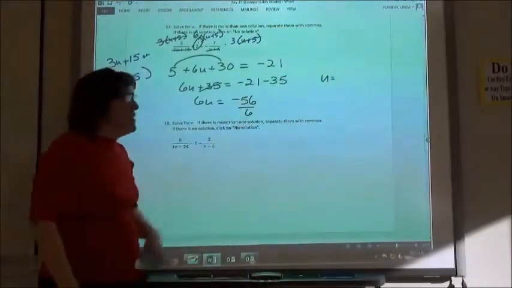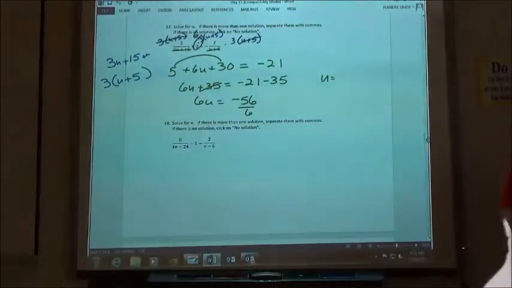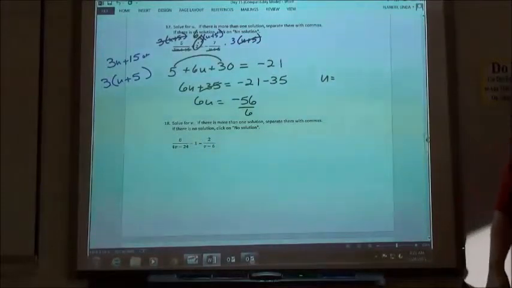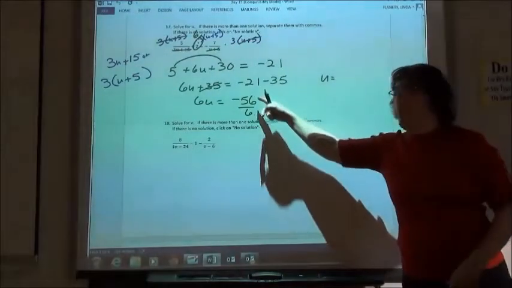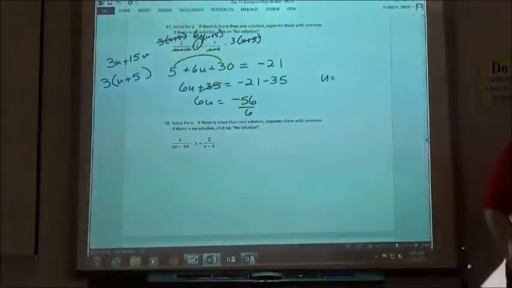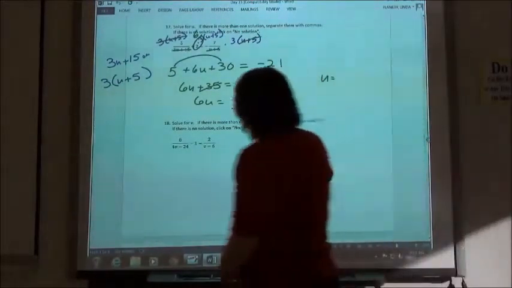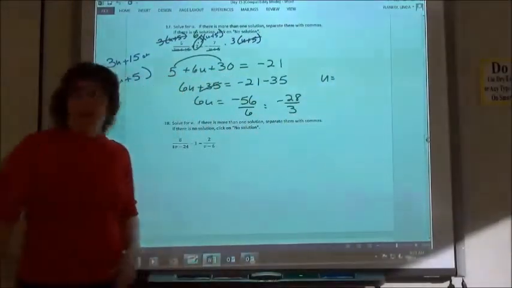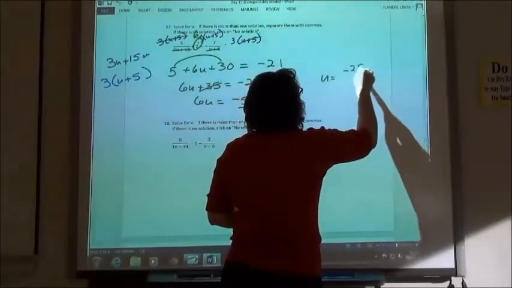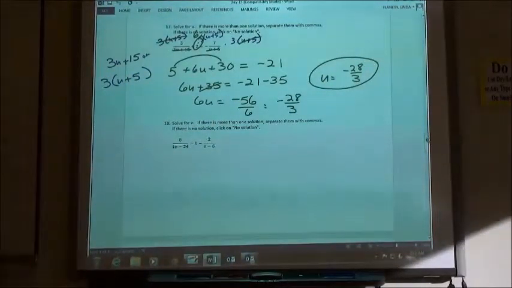Now does 6 go into 56 evenly? If I take 56 divided by 6, I get 9.33333333. Okay. So I can't divide it by 6, but I can reduce it because both of these are divisible by 2, right? So 56 divided by 2 is 28. And 6 divided by 2 is 3, right? So negative 28 thirds is going to be my answer in simplified form, reducing my fraction.